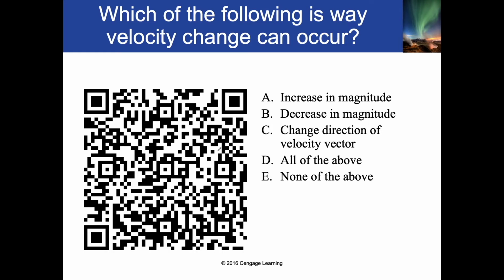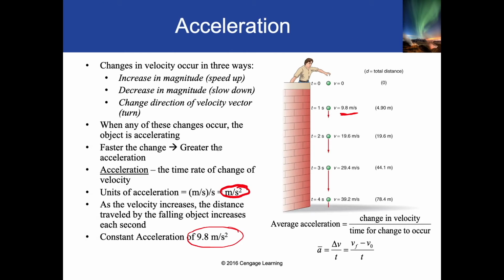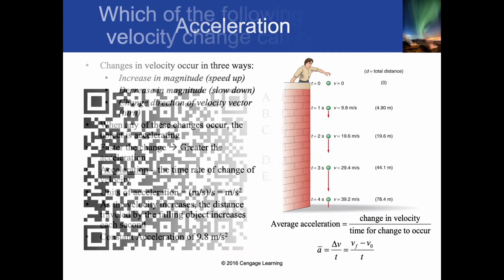Okay. Everybody's logged in already. Good job. 20 people said the answer is D, all the above. That is correct. The answer is D, all the above, because as you see from this very first thing I said right here, changes in velocity occur in three ways: increase in magnitude, decrease in magnitude, right? Speed up or slow down, and then change in direction of velocity, right? So good job there.